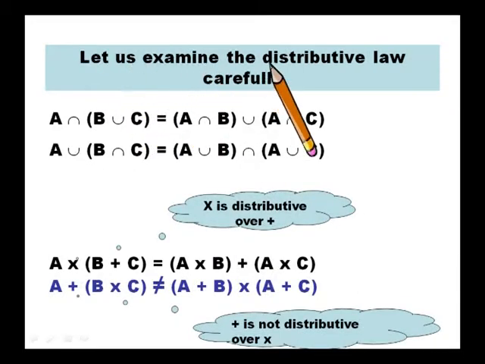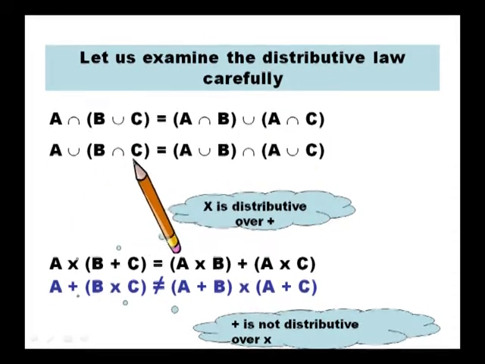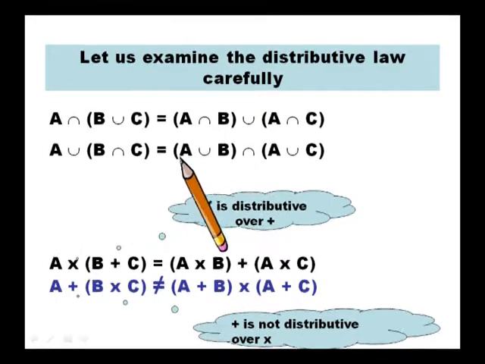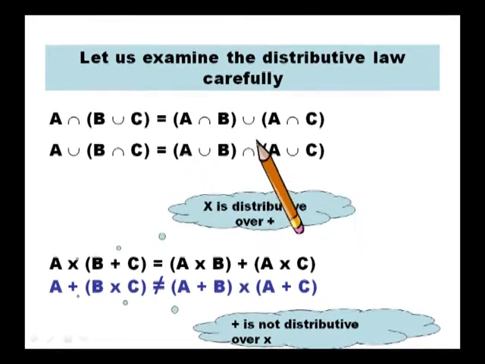Let us examine the distributive law carefully. A intersect B union C is equal to A intersect B union A intersect C. A union B intersect C is equal to A union B intersect A union C.